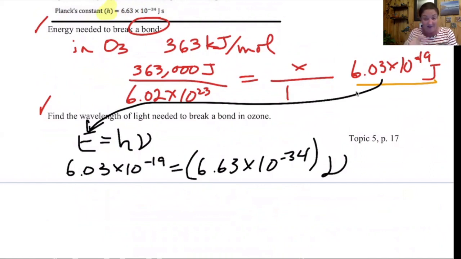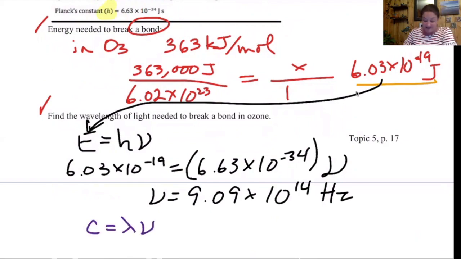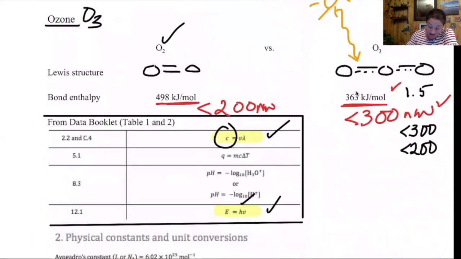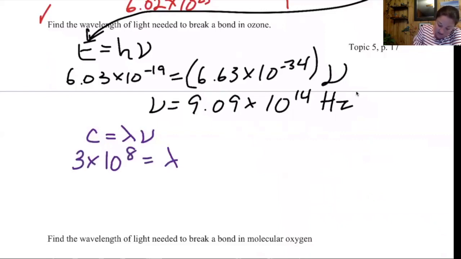So I'm going to take my answer from the last part of the problem, divided by 6.63 times 10 to the negative 34th, which gives me the frequency, 9.09 times 10 to the 14th hertz. The question, however, wants me to find the wavelength. To find wavelength, I need to use the formula from up above. c equals frequency times wavelength. c is the speed of light, which is a constant in that table. Wavelength is what I'm solving for.